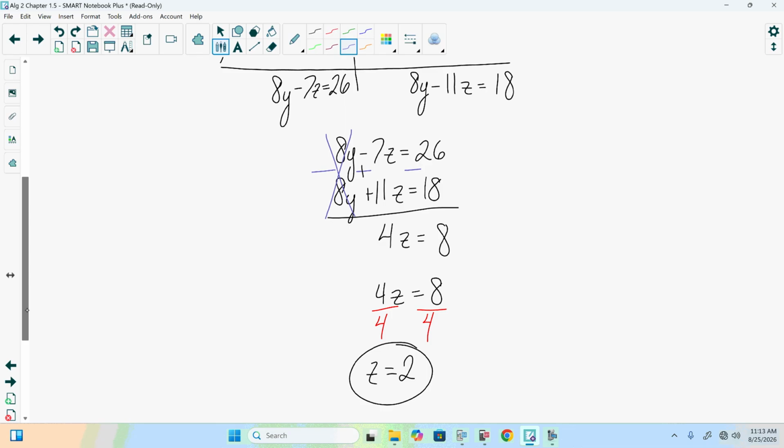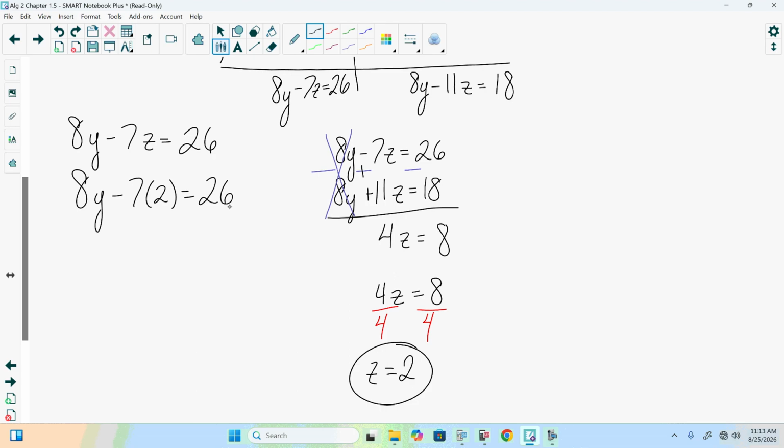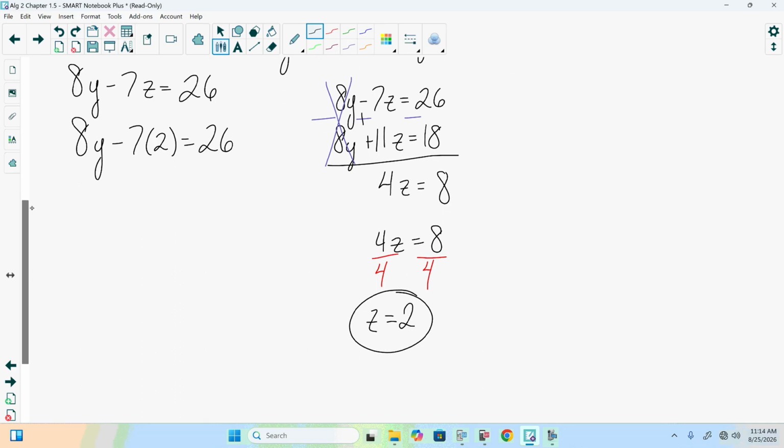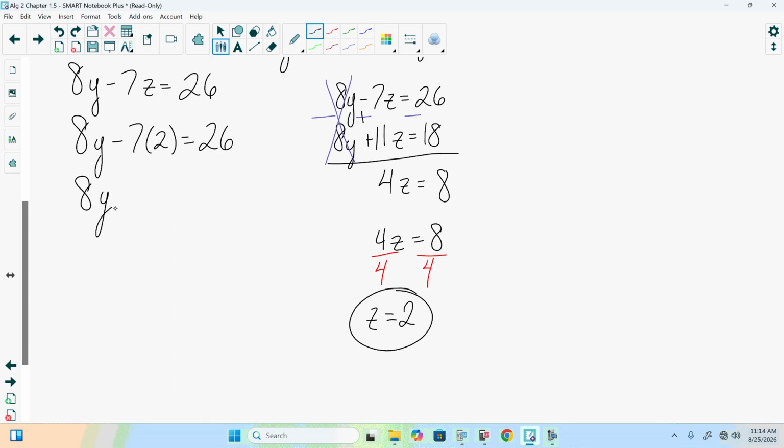Left. 8y minus 7z is equal to 26. But we know what z is now. z has a value of 2. So we're saying 8y minus 7 times 2 equals 26. Negative 7 times 2 is negative 14.